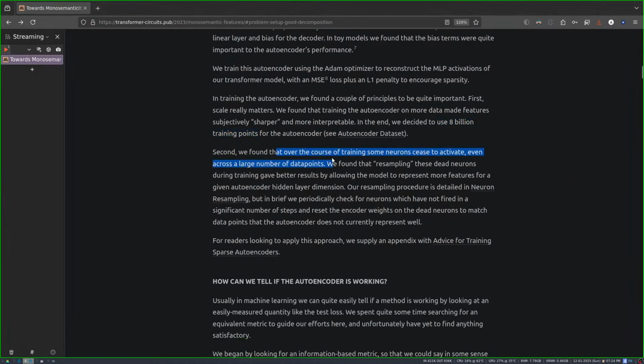Second, we found that over the course of training, some neurons cease to activate even across a large number of data points. We found that resampling these dead neurons during training gave much better results by realigning the model to present more features for a given autoencoder layer dimension.